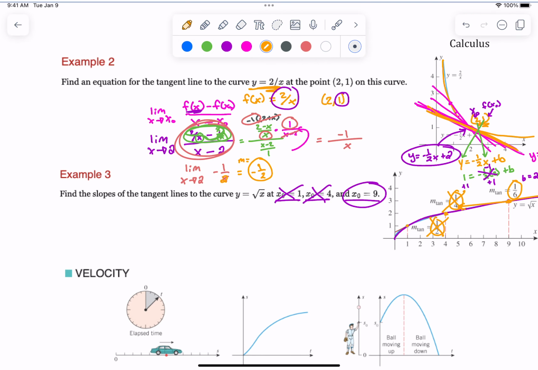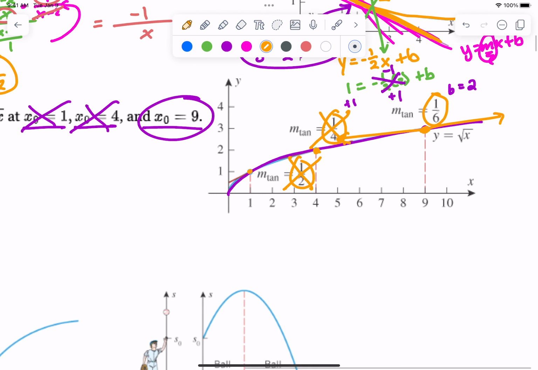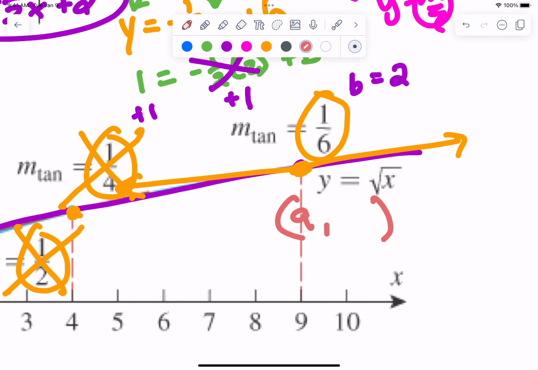I am trying to find the limit as x goes to x naught of f of x minus f of x naught over x minus x naught. So we have to figure out what x naught is. This point right here is 9 comma something. 9 comma what? What is this dot located at?